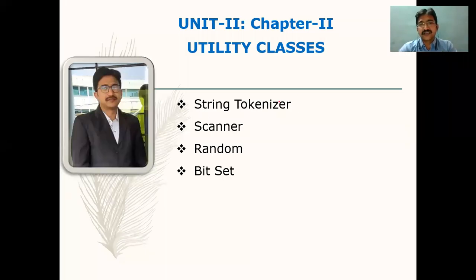So let me discuss in this class the next chapter, that is utility classes. Now in these utility classes, there are many different classes available. But as per the syllabus, we are going to talk about a few classes like StringTokenizer, Scanner, Random, and BitSet. These four are the classes which are available in the util package.